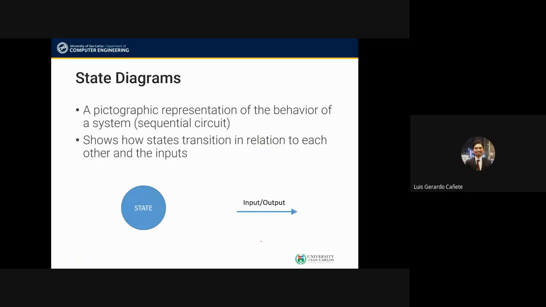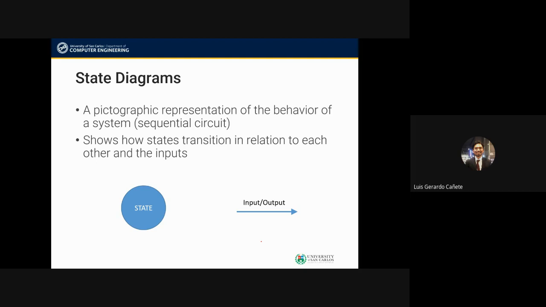So the other thing that we need to learn regarding sequential circuits, and in particular flip-flops, is state diagrams. State diagrams are a pictographic representation of the behavior of a system. In this case, we're particularly talking about sequential circuits. It shows how states transition in relation to each other and the inputs. It's sort of like flowcharts, but for flip-flops and for sequential systems.